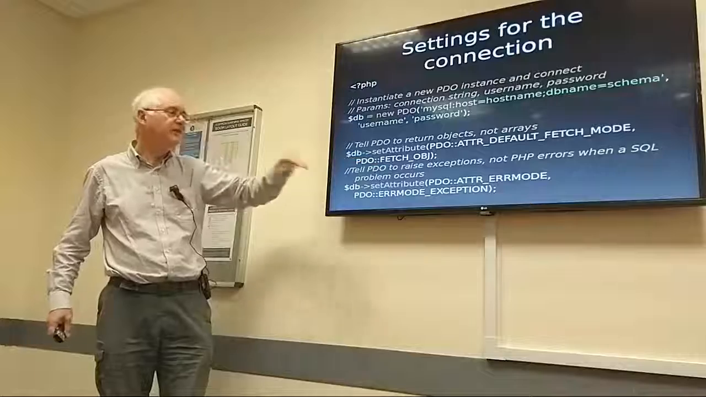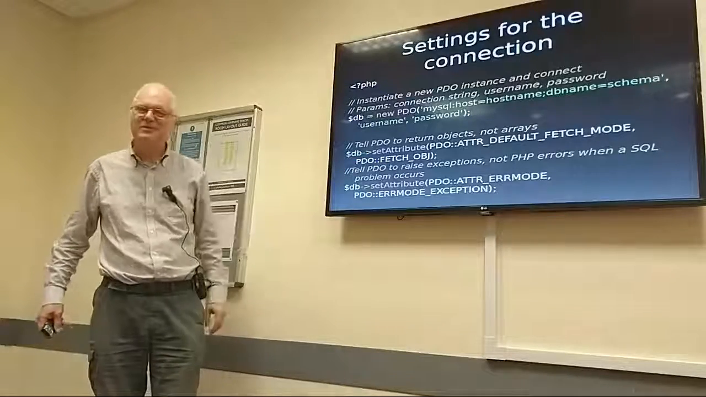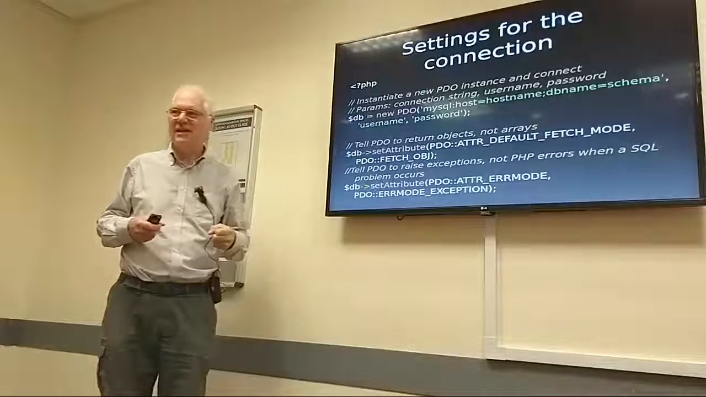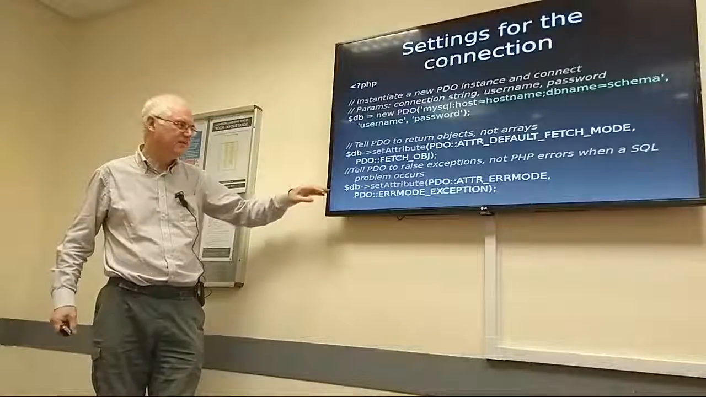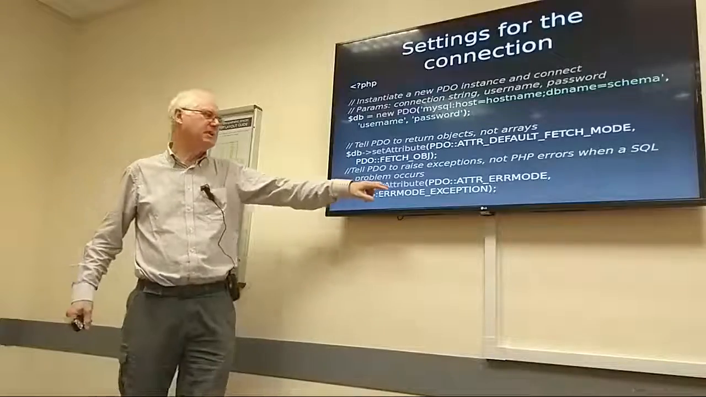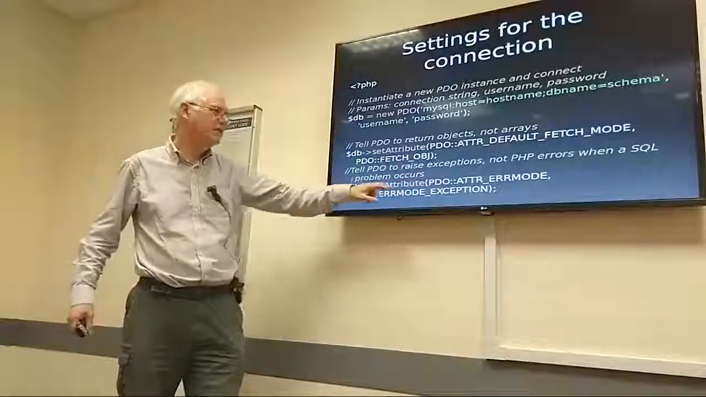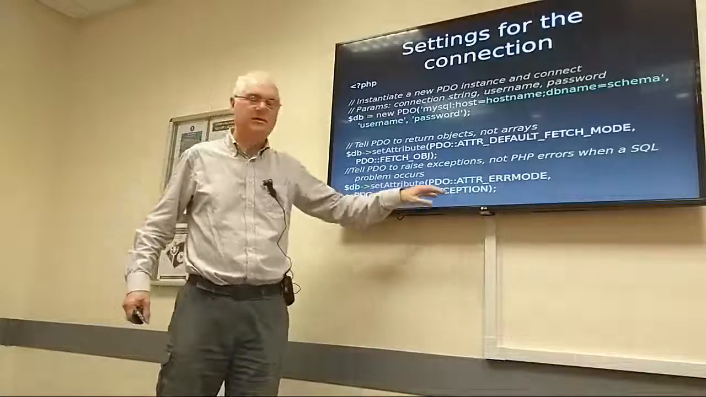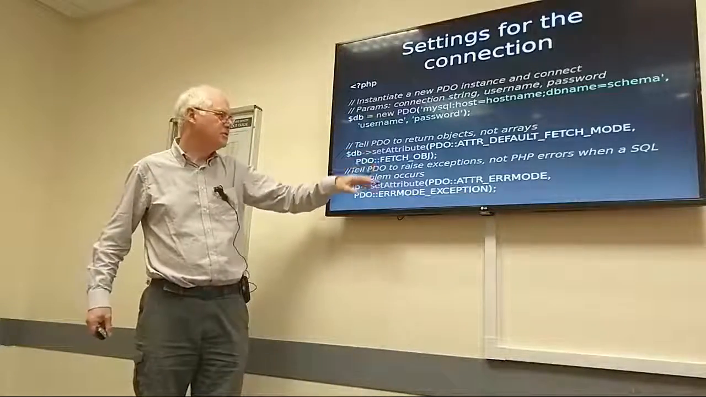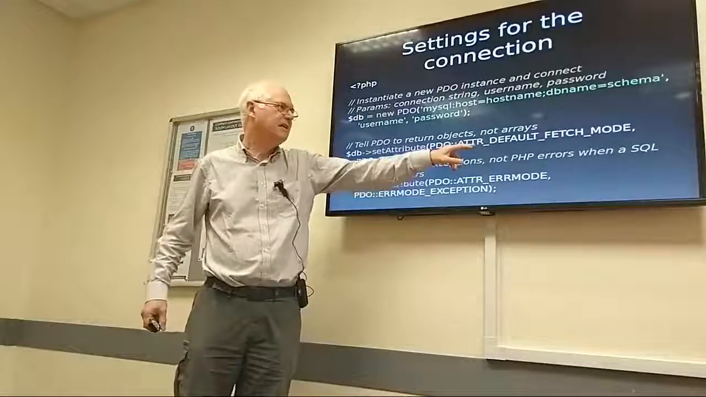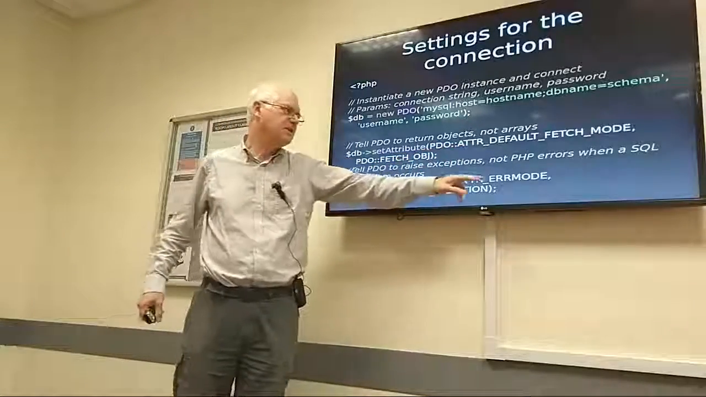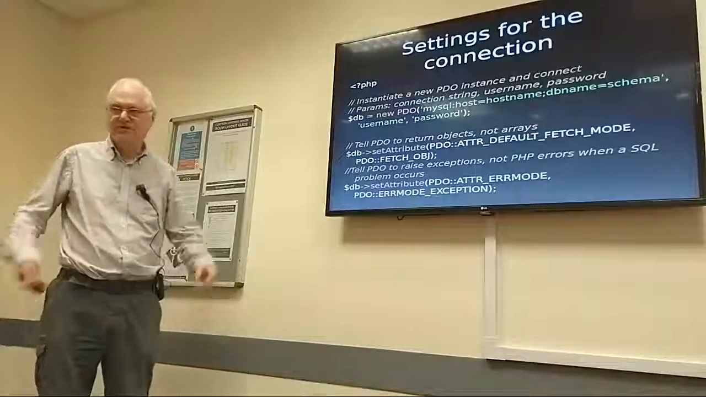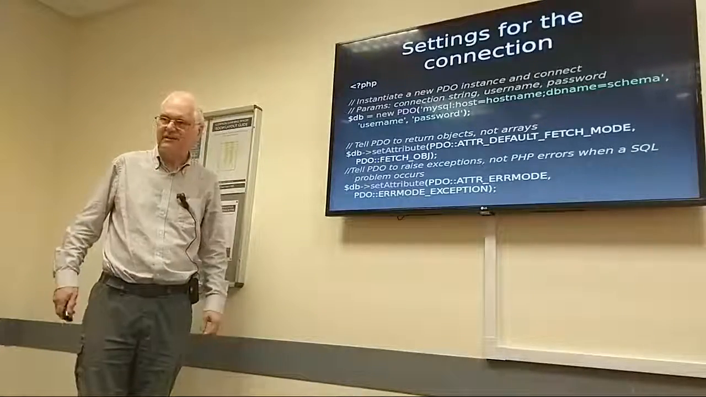The other thing we want to do, because we want to deal with errors as exceptions, not just as standard errors, is call the setAttribute method here with PDO::ATTR_ERRMODE, and that's going to be PDO::ERRMODE_EXCEPTION. So we're going to set two attributes. The first is that the fetch mode is to fetch an object. The second is that the error mode should be to raise exceptions, not just give error messages to the output stream.